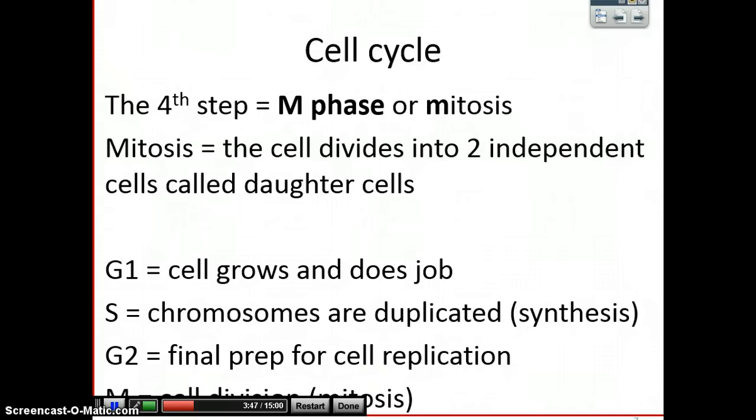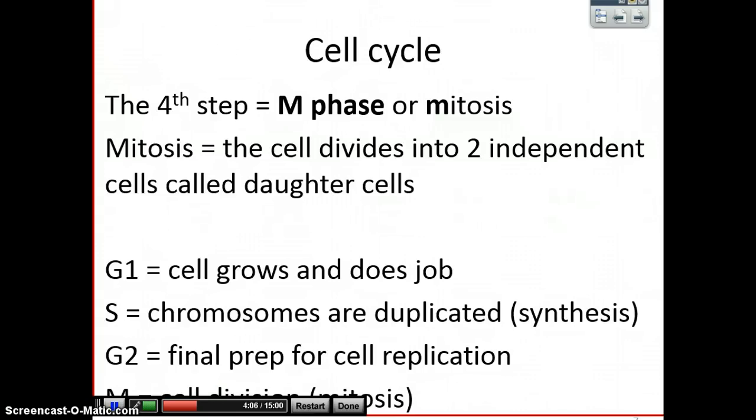I tell students this so they can remember: mitosis, like your toes, you have 10 toes, you never want to lose your toes. So with mitosis, you start with 46 chromosomes, you don't want to lose your 46 chromosomes, so each new cell has 46 chromosomes.